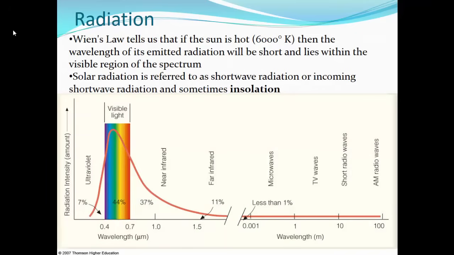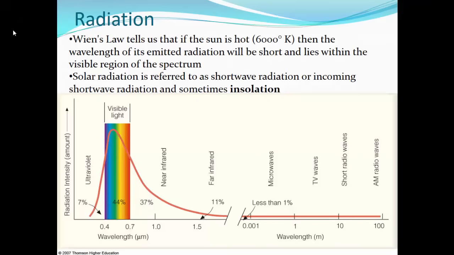Wien's law tells us the sun is hot, about 6,000 degrees Kelvin. Then the wavelength of its emitted radiation will be short and lies within the visible spectrum of the electromagnetic spectrum. Solar radiation is referred to as short-wave radiation or incoming short-wave radiation, and sometimes insolation. So Wien's law, the first law, tells us that if the sun is hot, 6,000 degrees Kelvin, then the wavelength of its emitted radiation will be short, right there in that visible spectrum. I'll refer to it a lot as insolation.